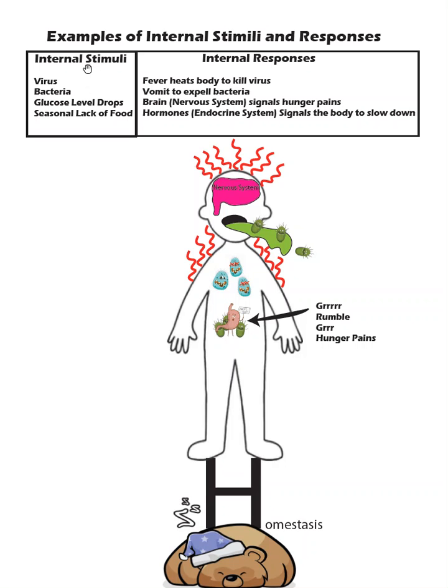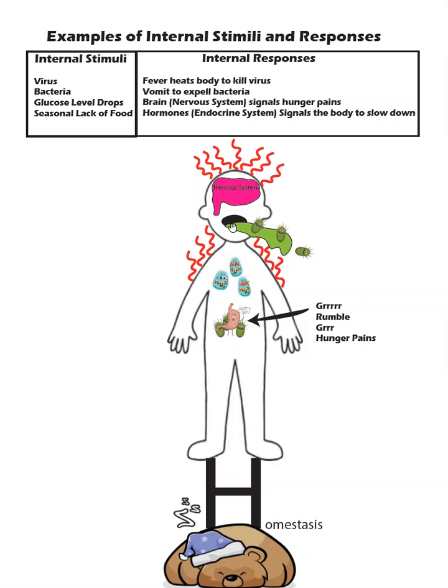The second example of internal stimuli is bacteria. If you've ever eaten food that has been left out of the refrigerator too long, there is a good chance that you have eaten some bacteria that have begun to grow in the food. Now, bacteria will get you sick. Here are some pictures of bacteria in the stomach, causing your stomach to turn, creating some pain. The internal response to bacteria is to vomit, to expel the bacteria.